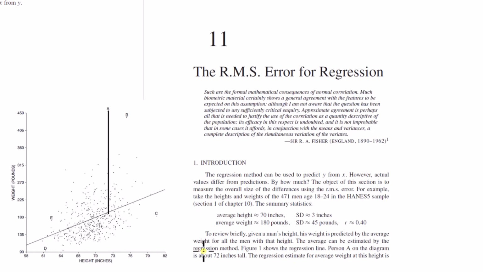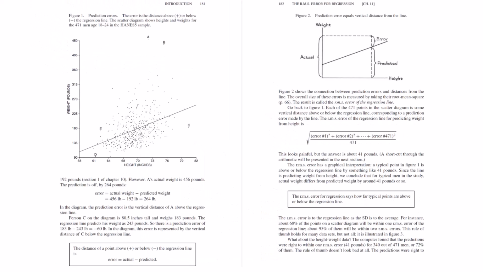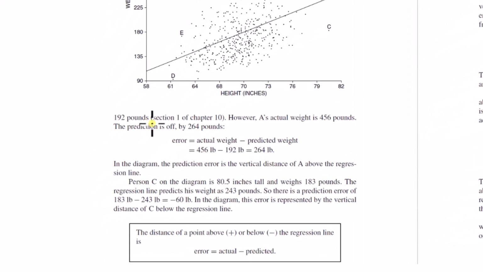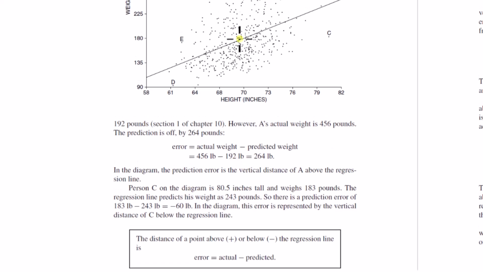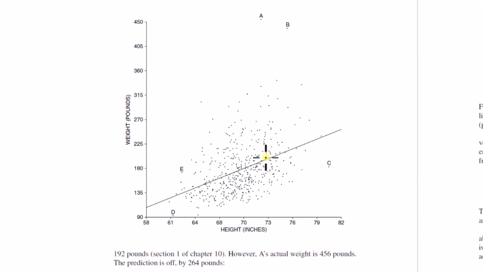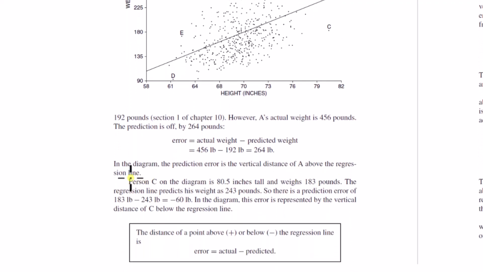Now, we can ask the question: are we talking about the distance of a point from the point of averages or the regression line? So let's keep reading. The regression estimate for average weight at this height is, for point A, 192 pounds. However, A's actual weight is 456 pounds. The prediction is off by 246 pounds. So what they're saying is that the error is relative to the regression line, not the point of averages. In the diagram, the prediction error is the vertical distance of A above the regression line.